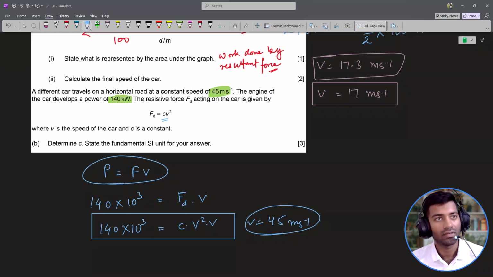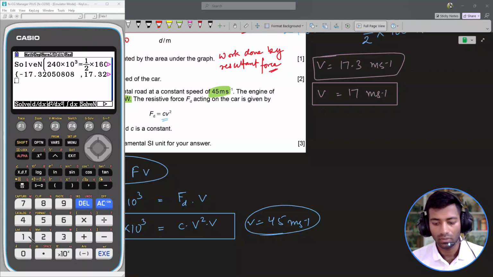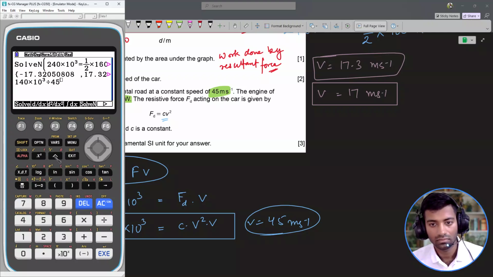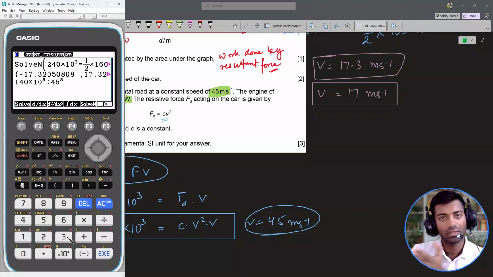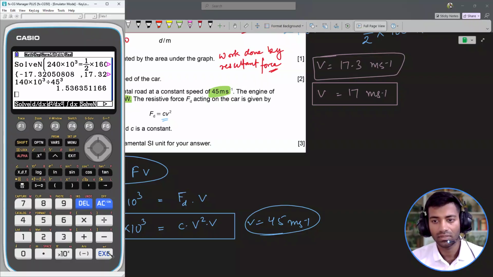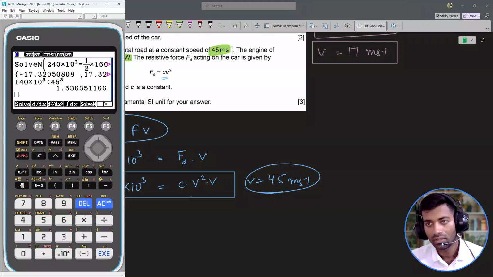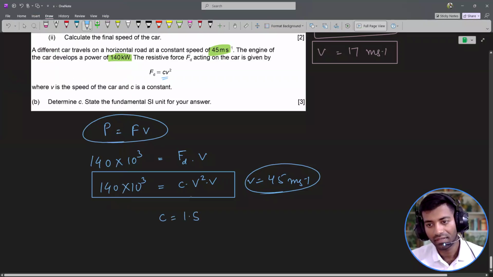Time to go back to the calculator once again. So I can do 140 times 10 to the power 3 divided by 45 cube, right? V square into V is V cube. You move it to the other side, or you divide the entire equation by V cube. This is what you end up with, and C comes out to be 1.53. Okay, fine. So C equals 1.5, to two significant figures. The next part is more important.